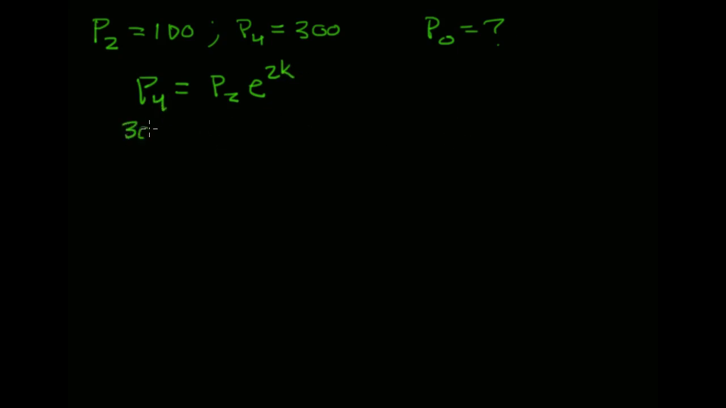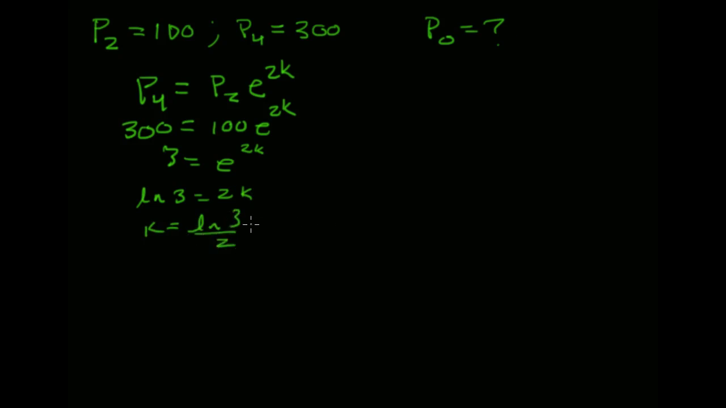So 300 should be 100 e to the 2k. E to the 2k comes out as 3. No, that's not 1/3, that's 3. There we go. So the natural log of 3 is 2k. K is the natural log of 3 over 2, which I'm going to leave right there. Yep. So now I have the value of k.